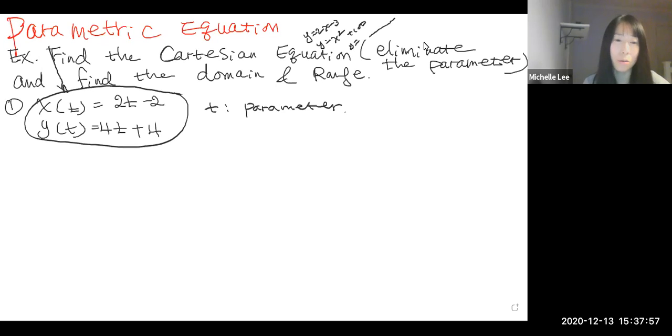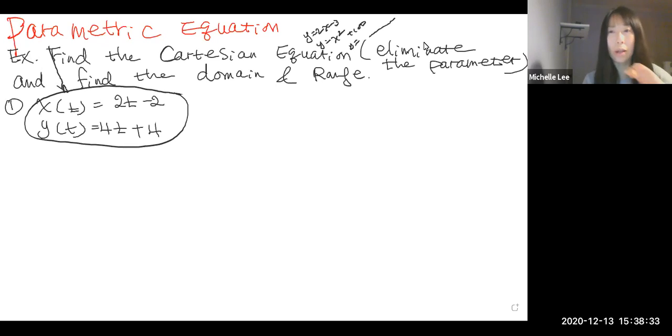We can use s, or g, whatever, okay? Here, let's take this one. Find the Cartesian equation, so eliminate the parameter. From the parametric equation, let us solve for t.